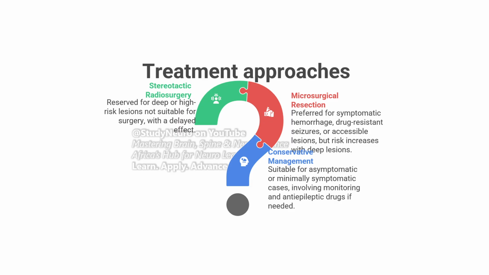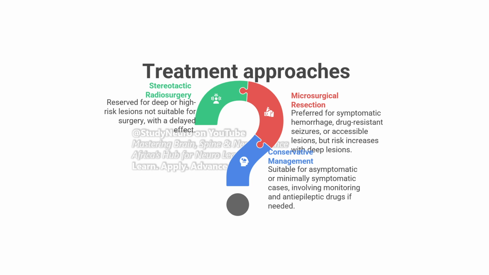Treatment of cerebral cavernomas depends on symptoms and the characteristics of the lesion. Conservative management is preferred for asymptomatic or minimally symptomatic cases, with MRI monitoring and anti-epileptic drugs if seizures are present. Anticoagulants are generally avoided due to risk of bleeding.